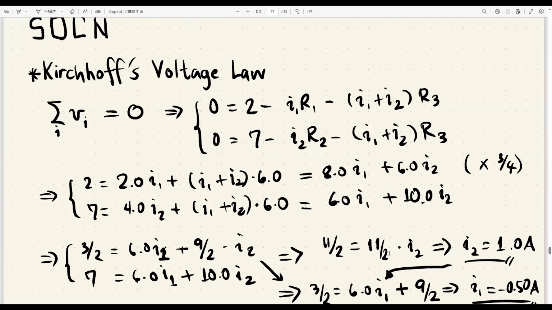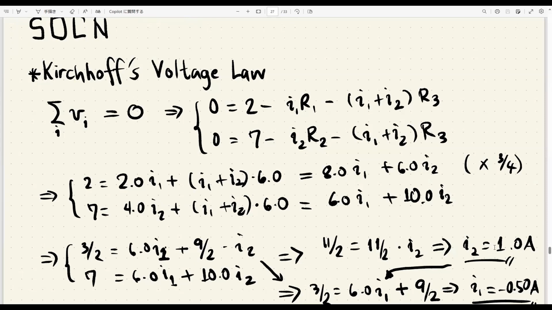Okay. And the way we get it is just 10 times 2 over 2. So 20 over 2, minus 9 over 2. That's 11 over 2. And so you notice on this side is 11/2. On this side is also 11/2. And therefore, I2 is actually just 1 ampere.